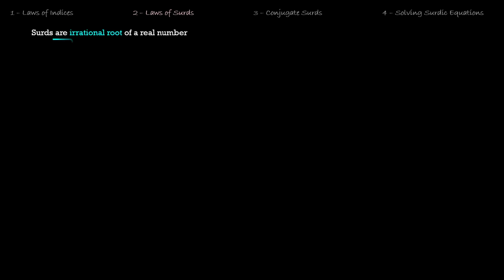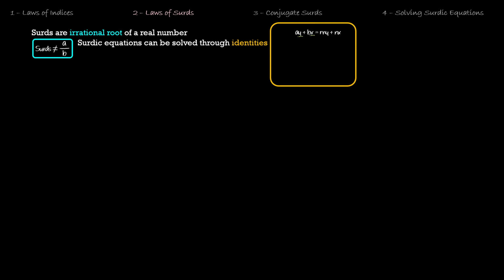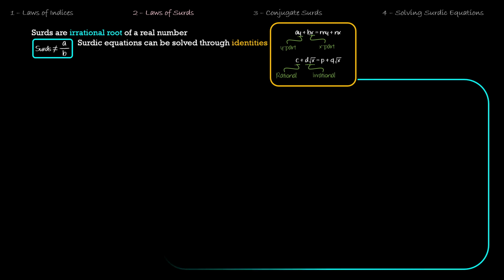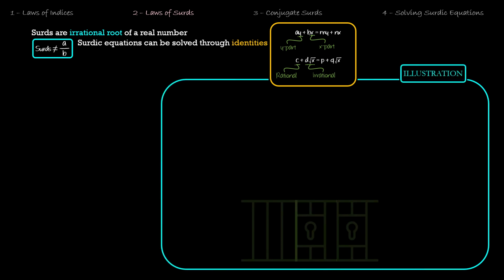Now, surds are just irrational roots. The word irrational just means that the number cannot be expressed as a ratio, or more specifically as a fraction. When trying to solve for surdic equations, you can try to solve them using identities. Previously, we made use of identities to separate out the x component of the expression from the y component. Likewise, we can do the same by comparing the rational parts together and the irrational parts together to form two different equations. The way I will picture surds would be like keeping a person in a jailhouse, where every surdic number is a key.